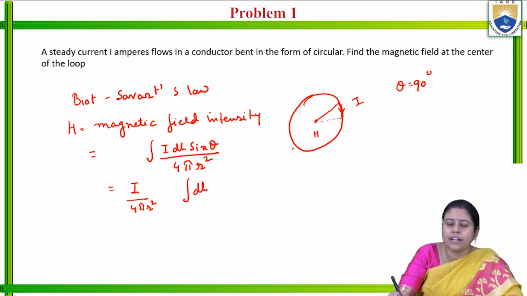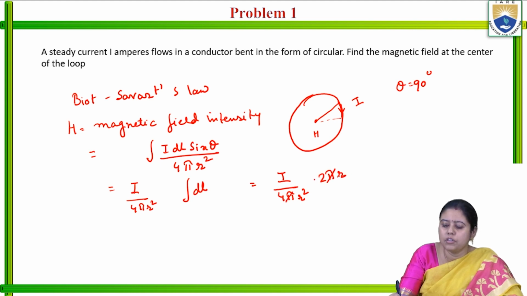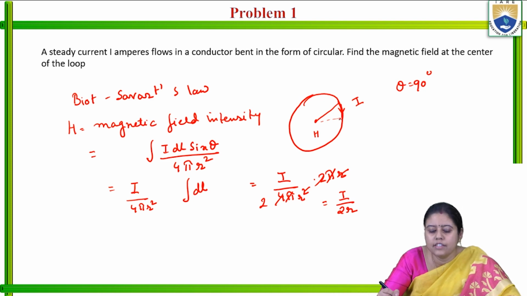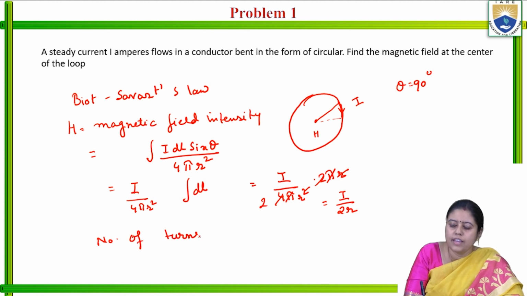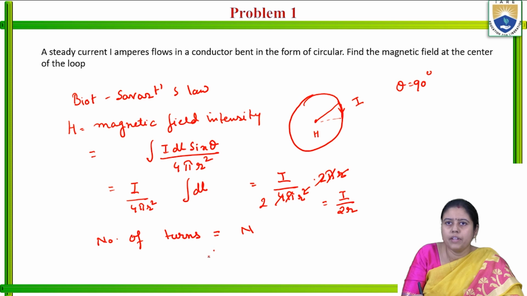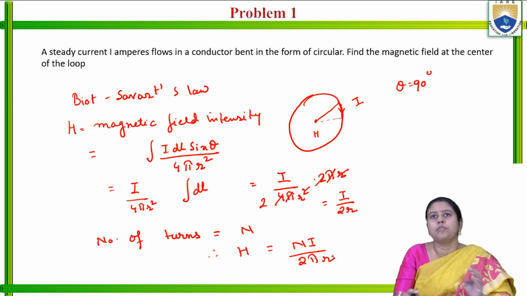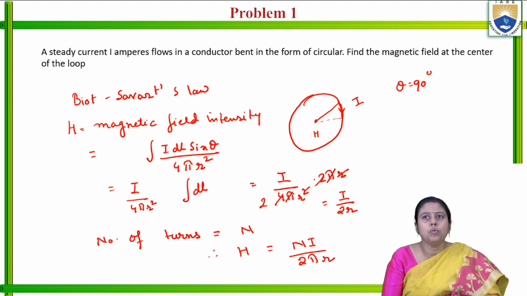Now in the case of a circle, the dl is the length, and it is nothing but 2 pi r. So we can write I by 4 pi r square into 2 pi r. Pi cancels out, r and 2 cancel, so it comes I by 2r, and this is for the number of turns equal to 1. If the number of turns is equal to n, what will be the value of H? H is equal to nI by 2r.